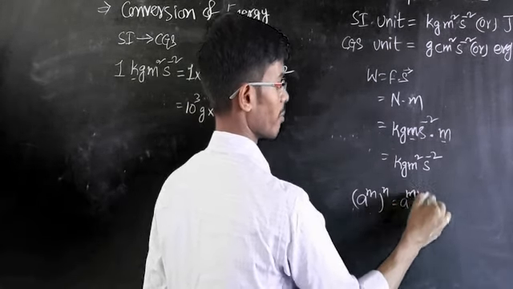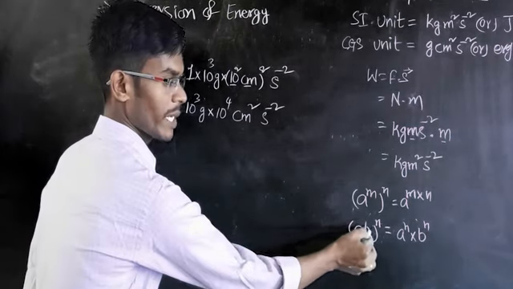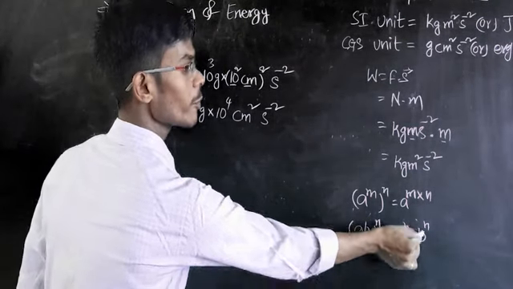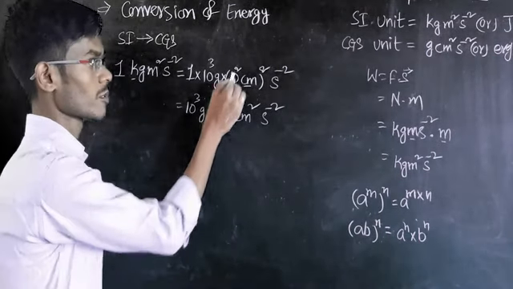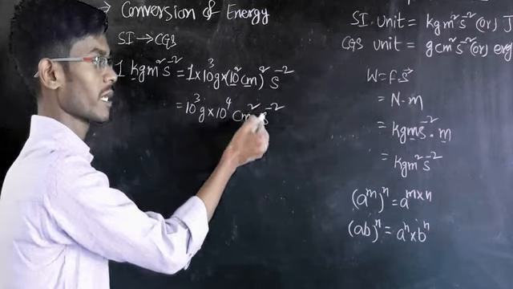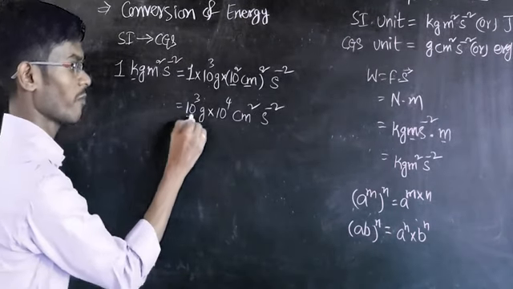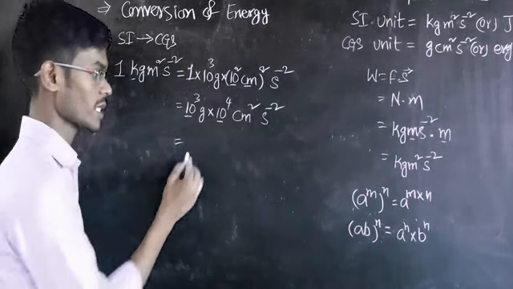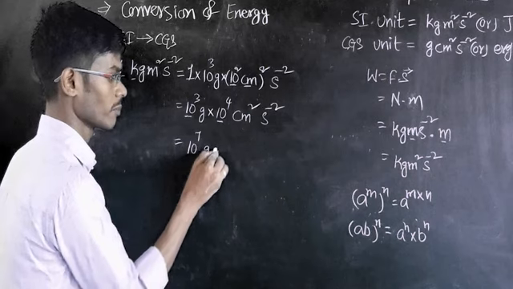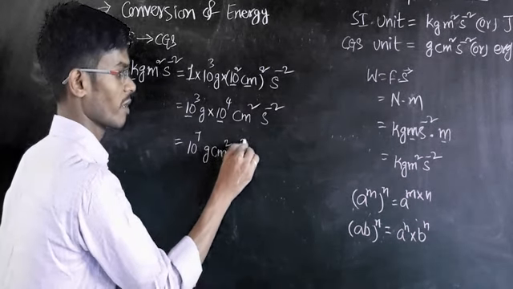And one more formula you can consider, AB whole to the power of n is equal to A power n into B power n. If I consider 10 square as A and centimeter as B, then AB whole to the power of n is equal to A power n into B power n. So 10 square whole to the power of 2 centimeter square means 10 power 4 centimeter square S power minus 2. Then 10 power 3 into 10 power 4. Bases are equal, powers can be added. 3 plus 4, 7. 10 power 7 gram centimeter square s power minus 2.